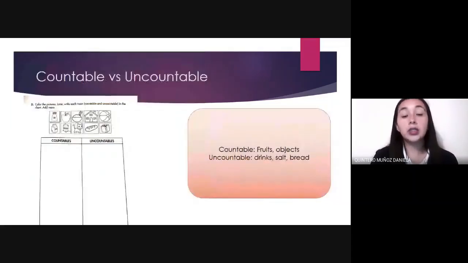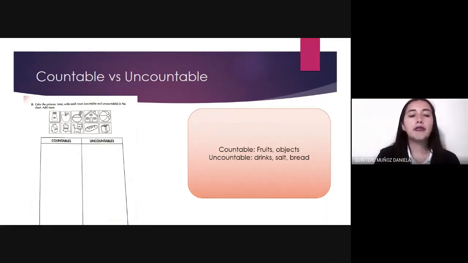We are going to continue with countable and uncountable nouns. On exercise D from the English workbook, we have countable and uncountable. I am going to explain what is countable. Countables are things that you can count. For example, you can count the apple. Apples are countable. 1 apple, 2 apples, 3 apples. But uncountable, like the salt, la sal. You can't count the salt. The salt is uncountable.